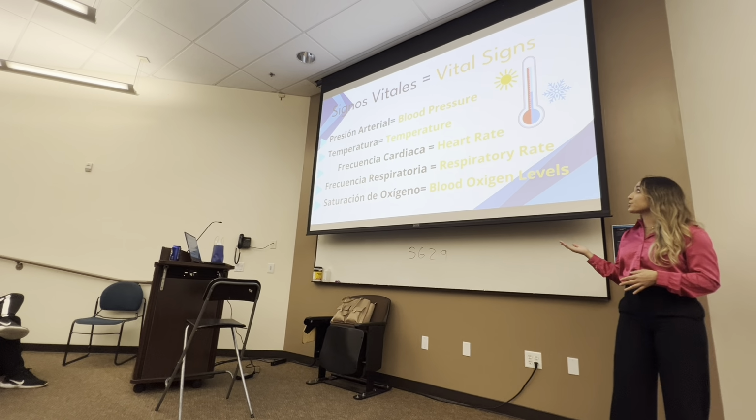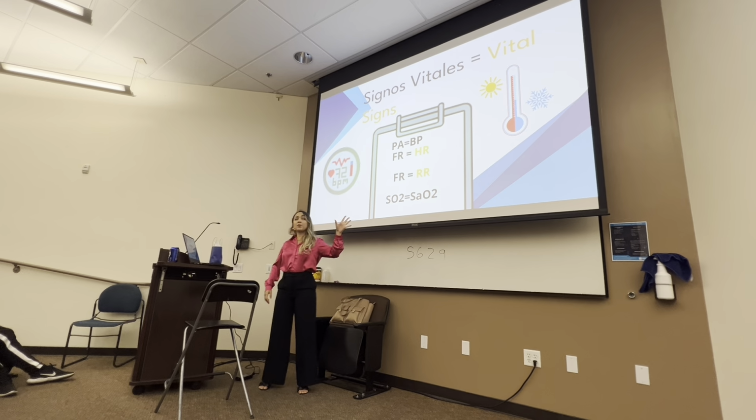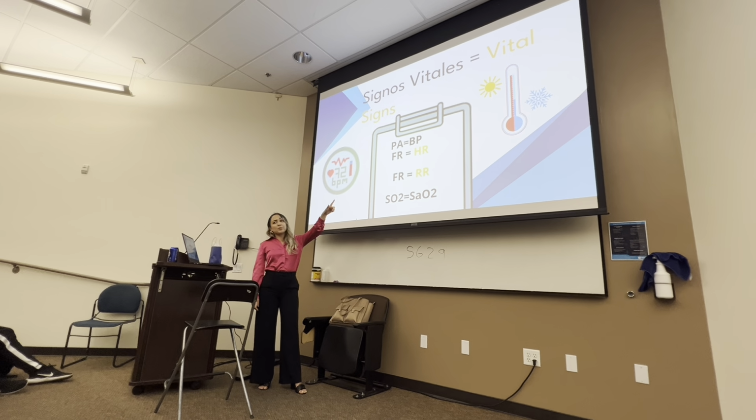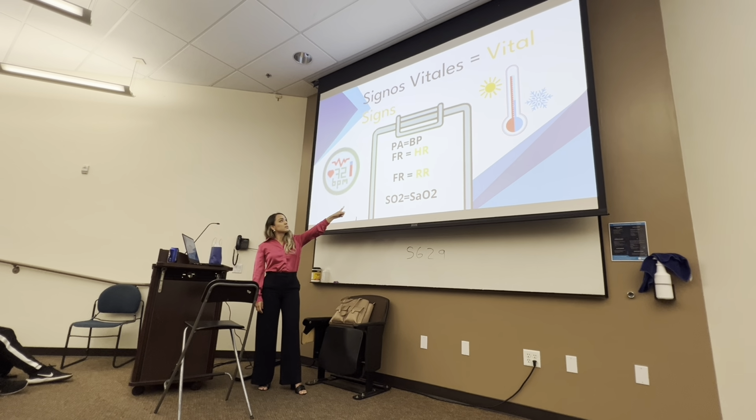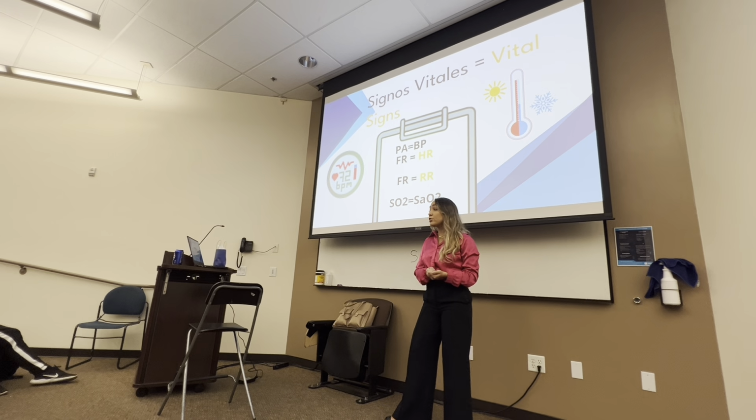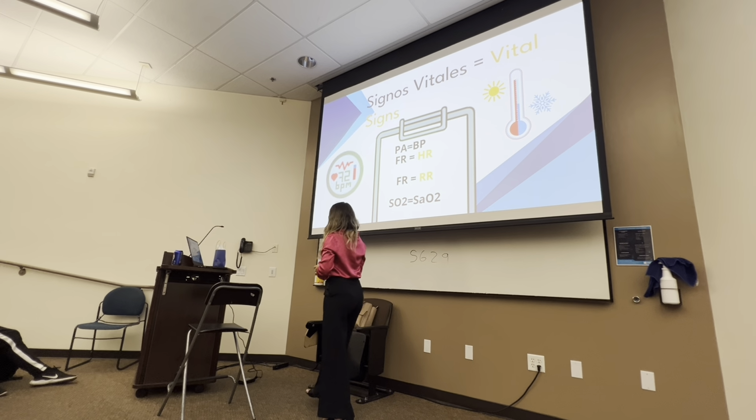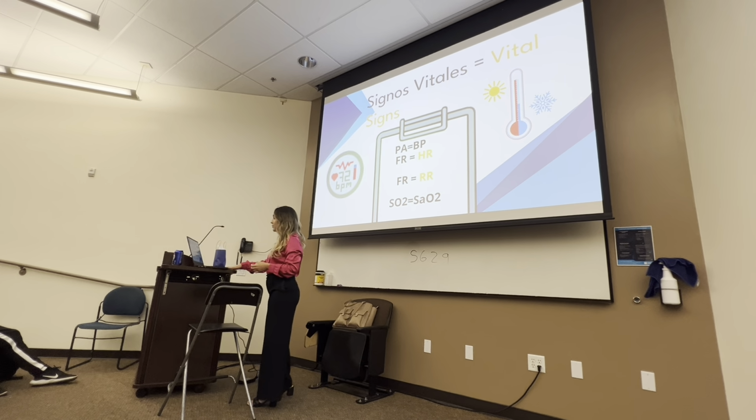Most of the time, the way you guys are gonna see it in the hospital, it's gonna be in abbreviations. So I just want you guys to look at it pretty quick. So it's gonna be P for blood pressure, PA in Spanish, HR, FR, respiratory rate, frecuencia respiratoria, and oxygen saturation. If you guys ever do any rotations, or start going into practice or internships, this is something that can be useful for you guys.